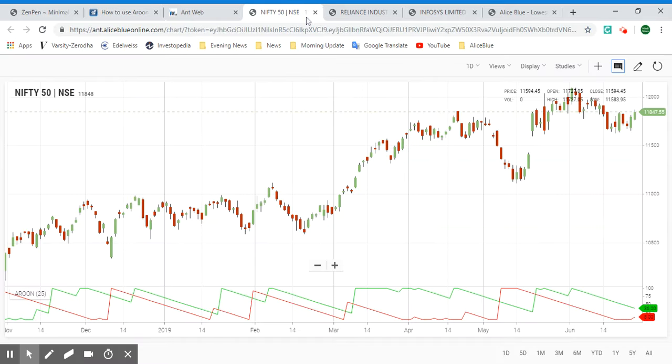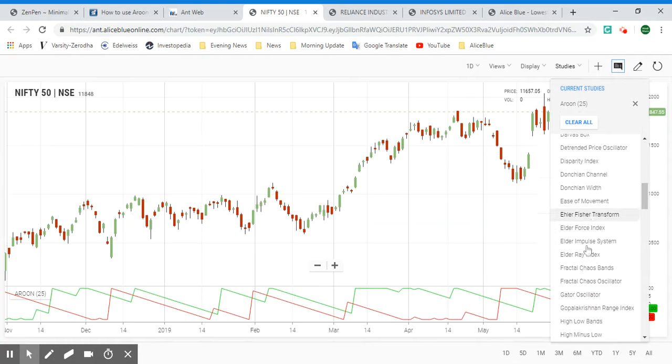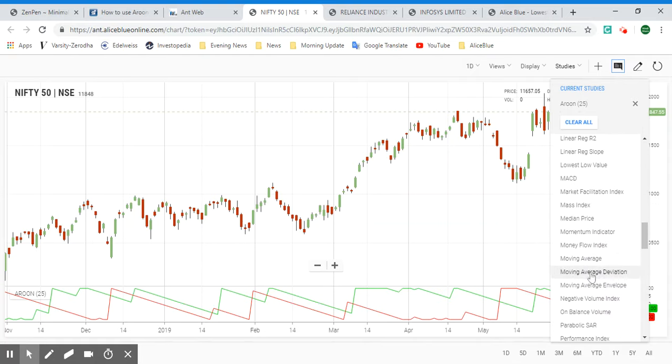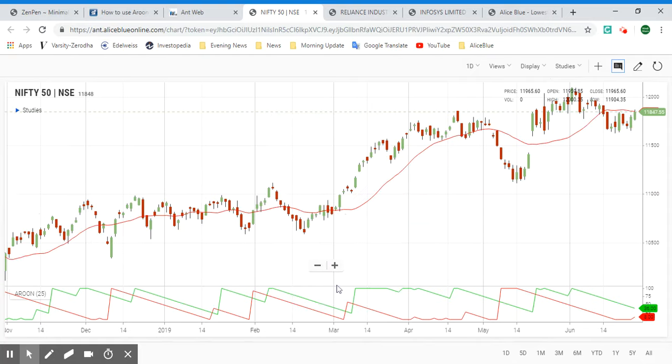So let's apply this on the chart. We'll go to the moving average option and apply it on the chart itself. Since this was a 20-day moving average, we will also apply that here. The field is close, the type is simple. So this is the 20-day moving average, and as you can see, it's moving closely with the candlestick chart trend.